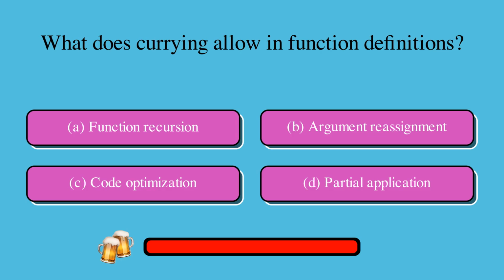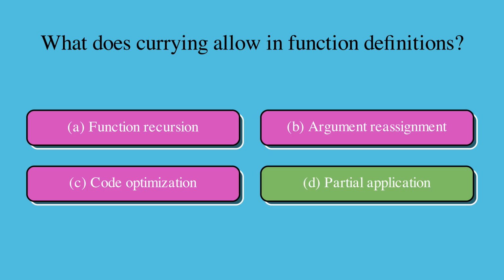What does currying allow in function definitions? Is it A, function recursion, B, argument reassignment, C, code optimization, or D, partial application? The correct answer is D, partial application.